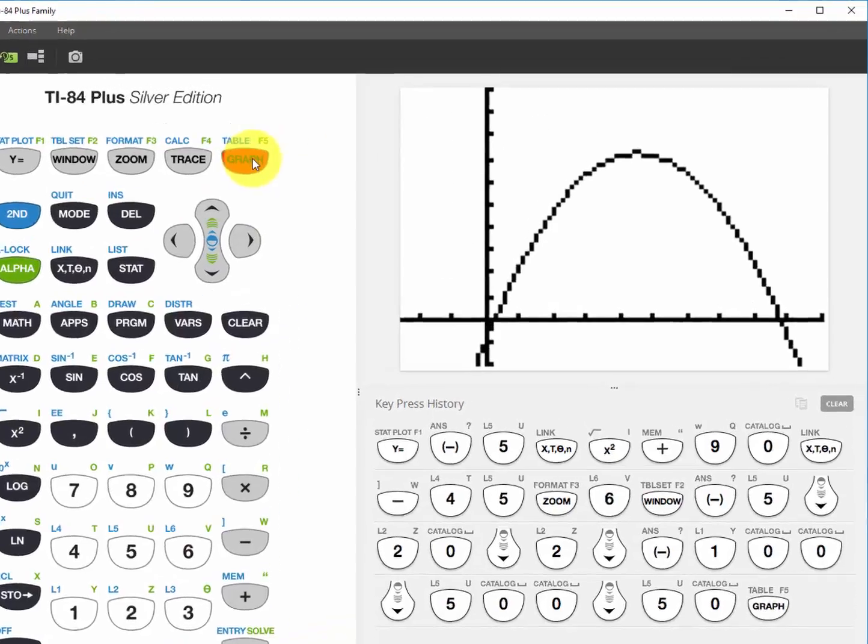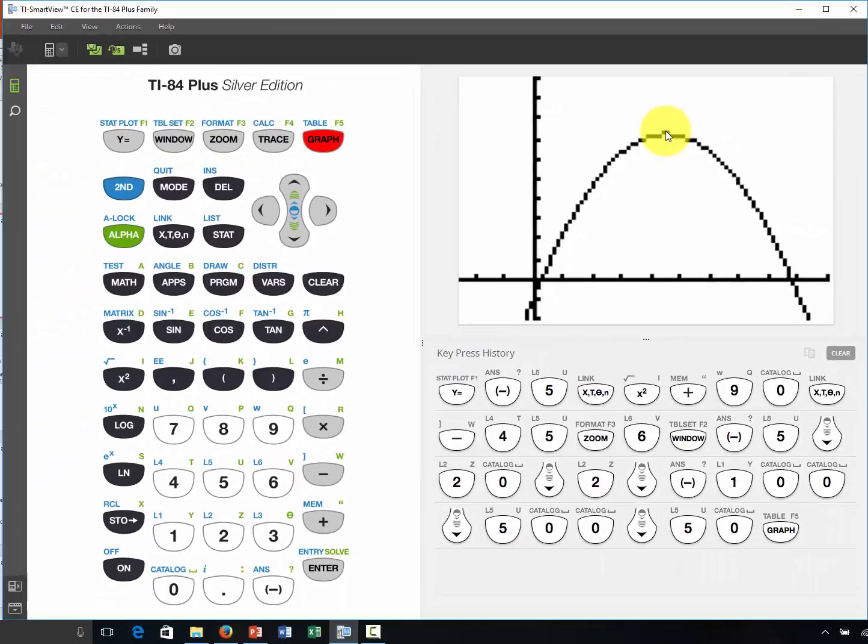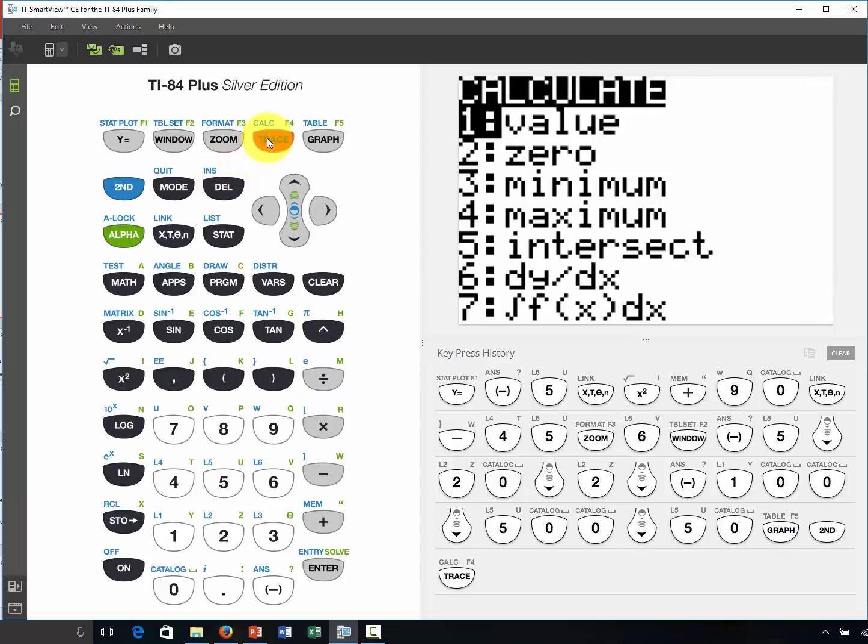This is a lot better picture. Here we can see one x-intercept. Here we can see the second x-intercept. I can see the y-intercept, and we can see the location of the vertex. I could use the trace feature or even the table, but I'm going to use the zero command to identify the x-intercepts. So you go second and trace.